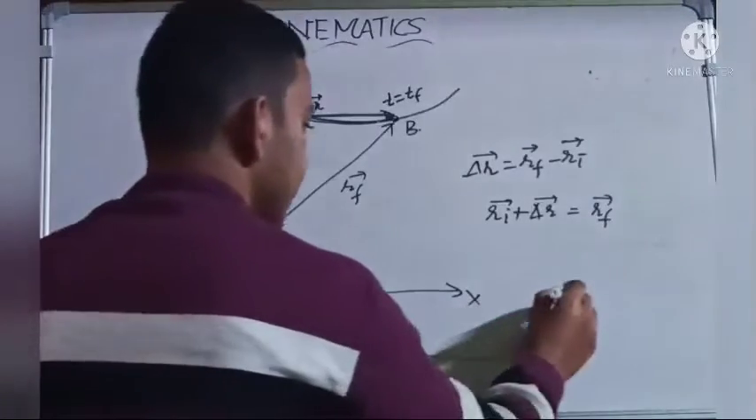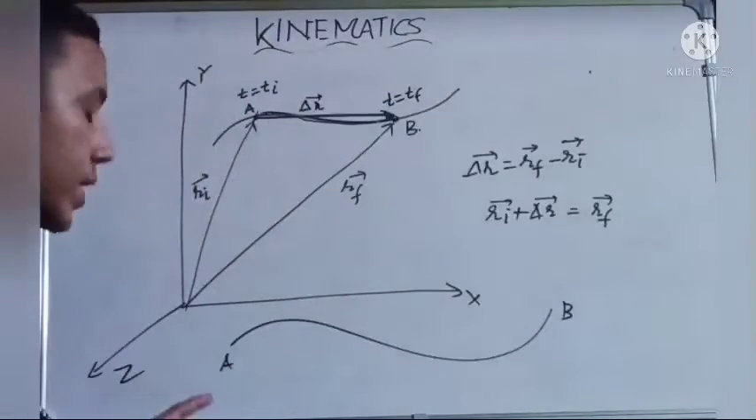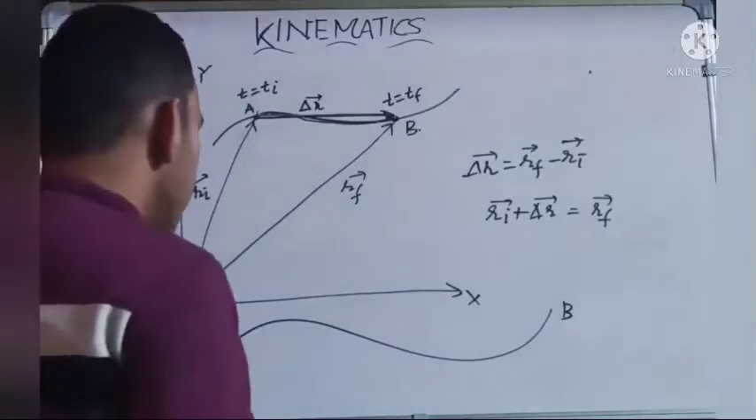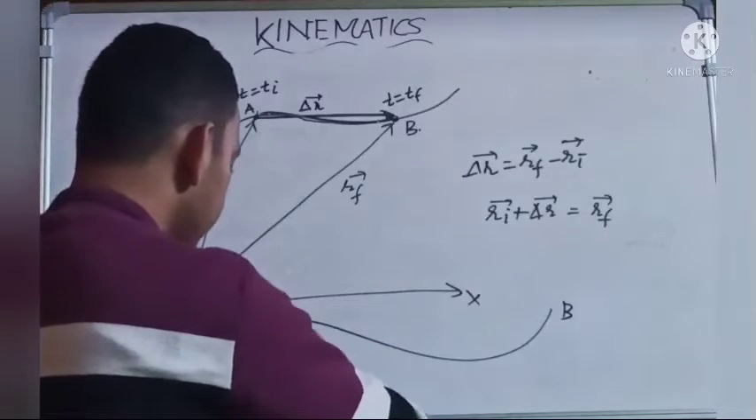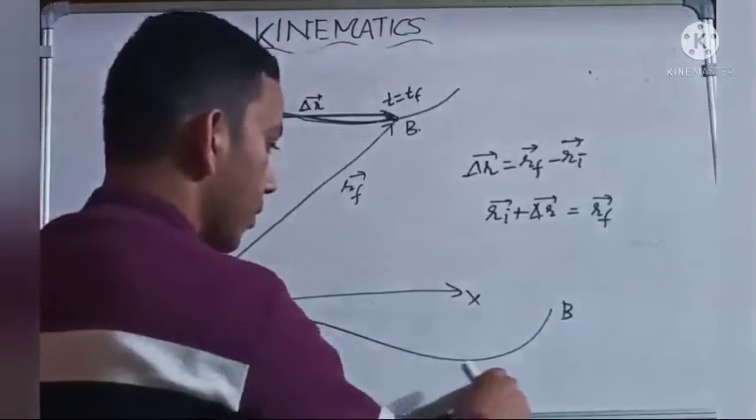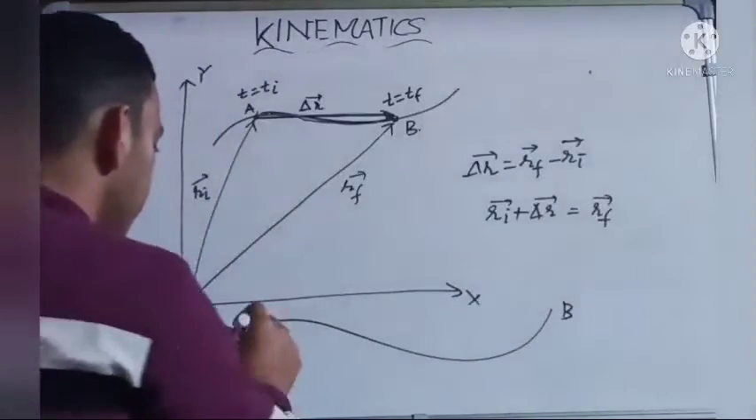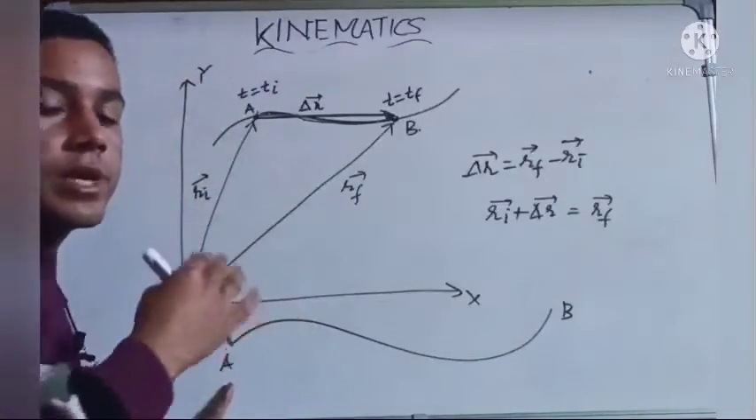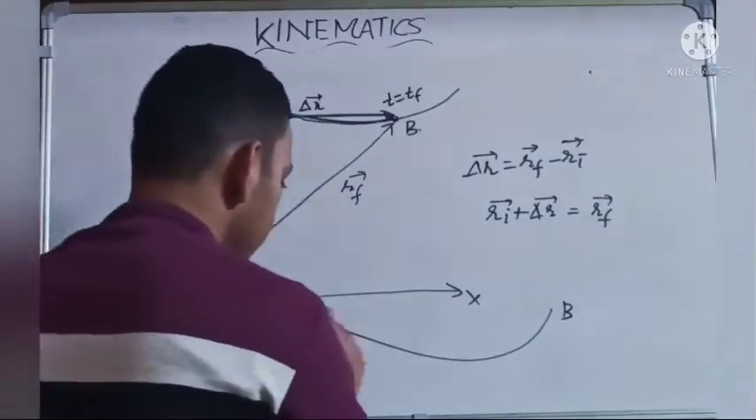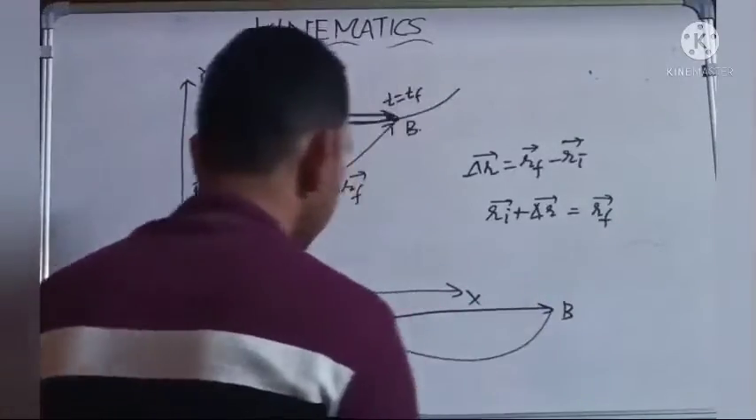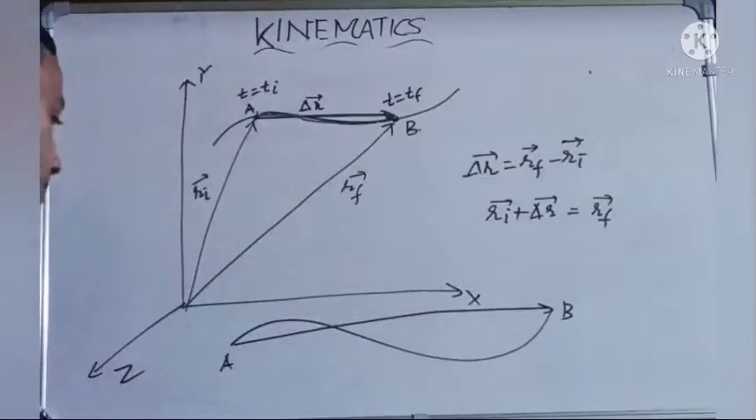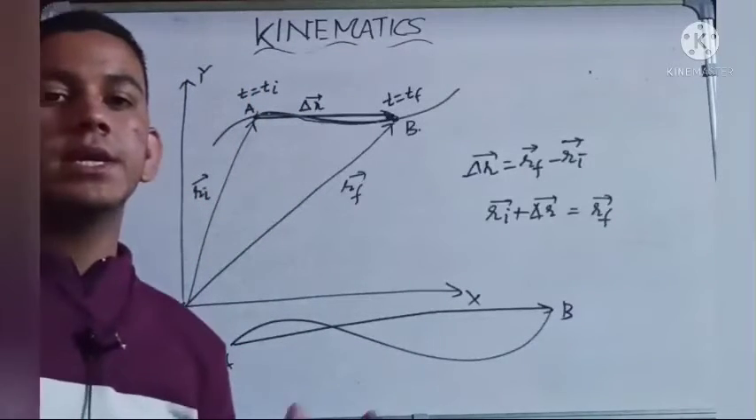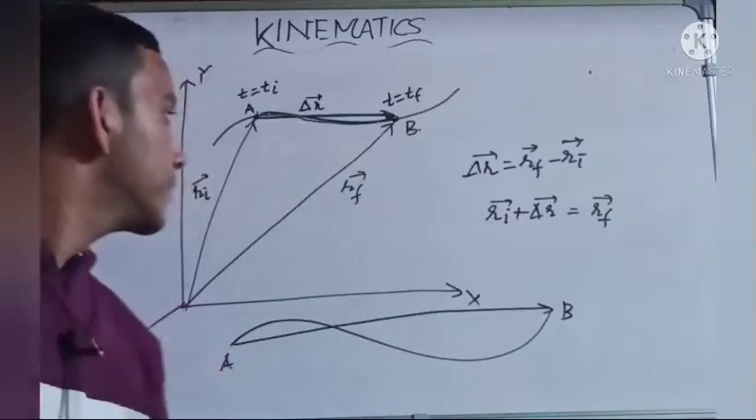This is A, this is B, and if we are required to find the distance this particle traveled from A to B, then we have to calculate the actual path length. It is from here to here, this way we have to calculate. And suppose we have to calculate displacement, then we have to calculate only this vector, the magnitude of this vector along with the direction. This is the difference between distance and displacement.